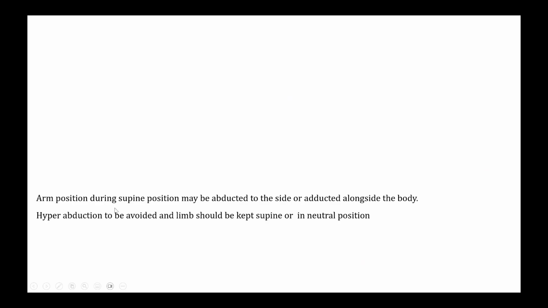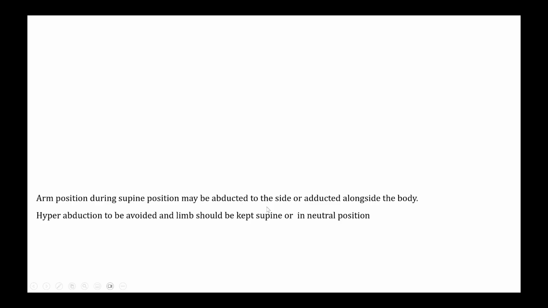Now, arm position during supine, we always try to minimize the abduction. Earlier, if you see, most of us were trained to keep it at a 90-degree right angle to the body, so that the approach to the IV line or BP measurement will be quite comfortable. But the present concept and teaching is to minimize the abduction as much as possible.